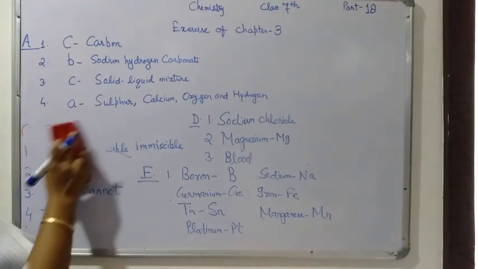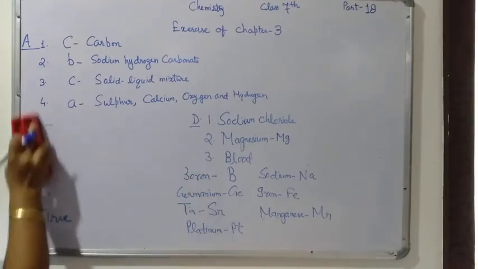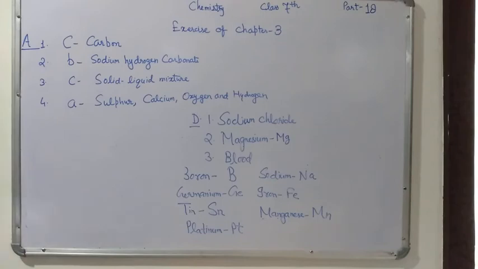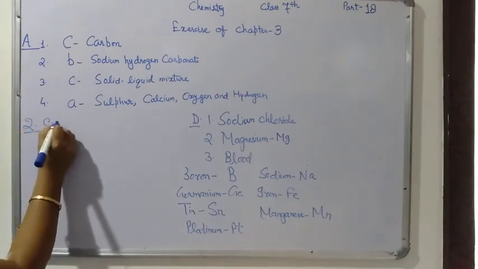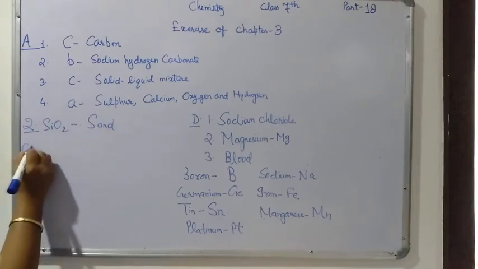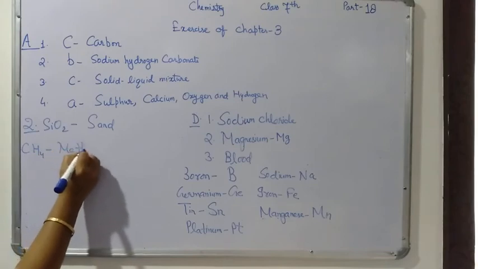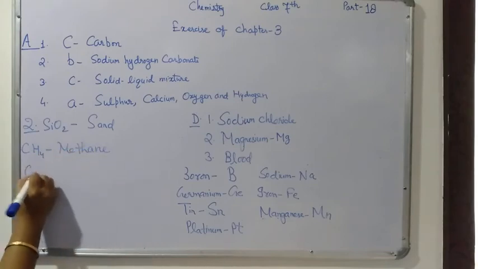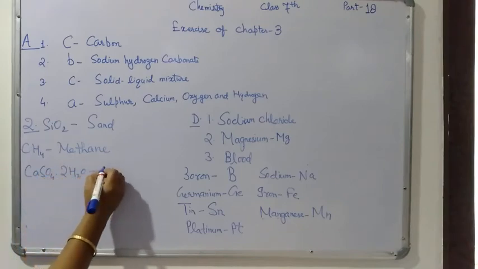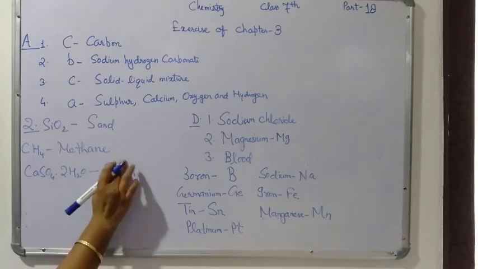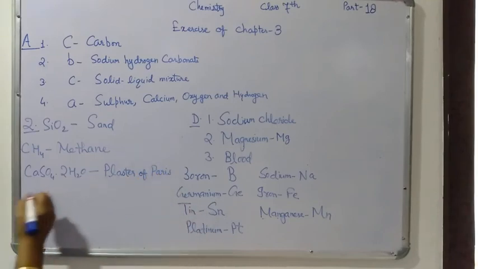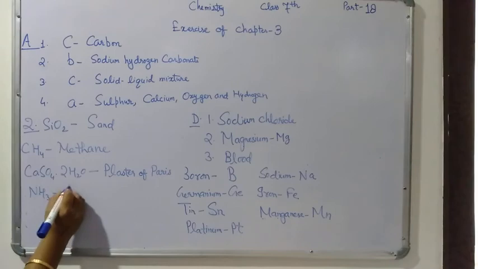Now the second one is name the following compounds. Short answers type question. First one is SiO2. Name is sand. Second one is CH4, methane. Third one is CaSO4 into 2H2O. It is plaster of Paris. Last one is NH3. It is ammonia.